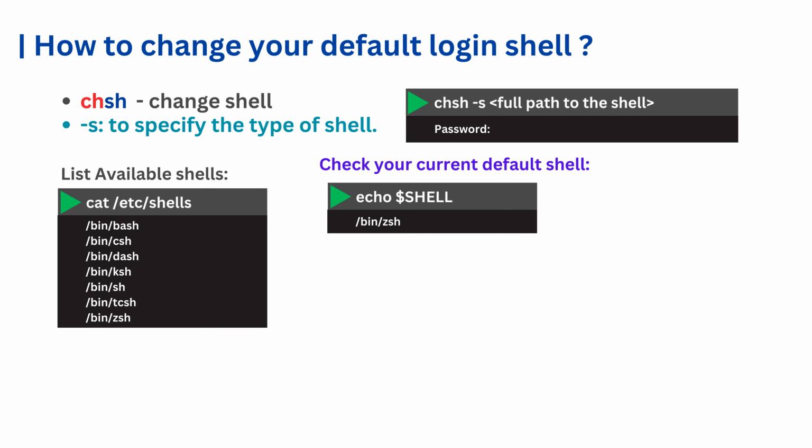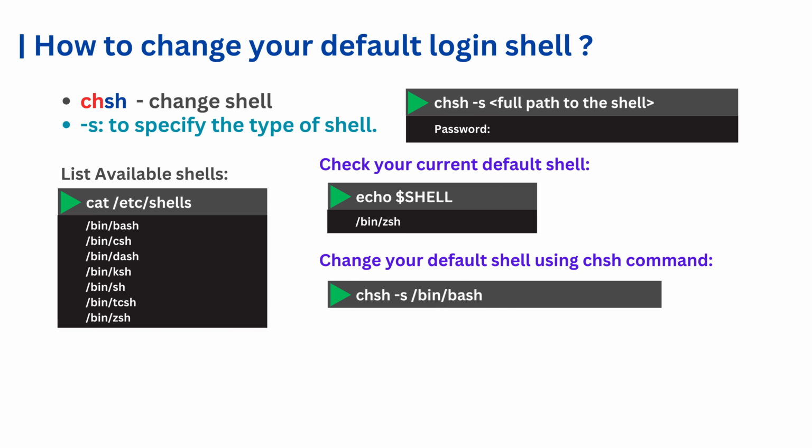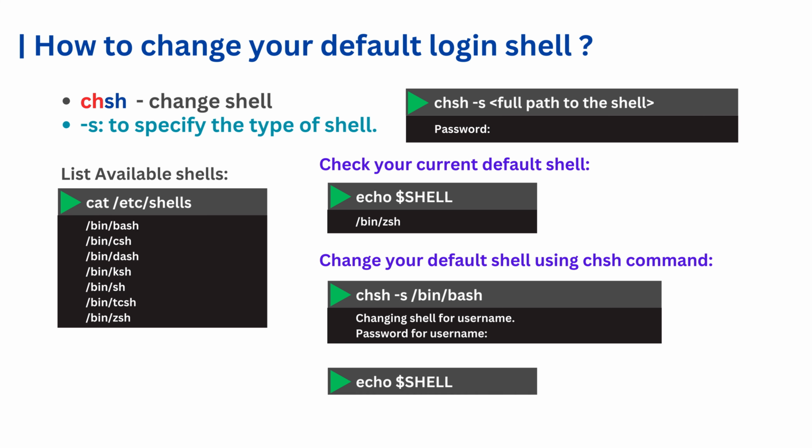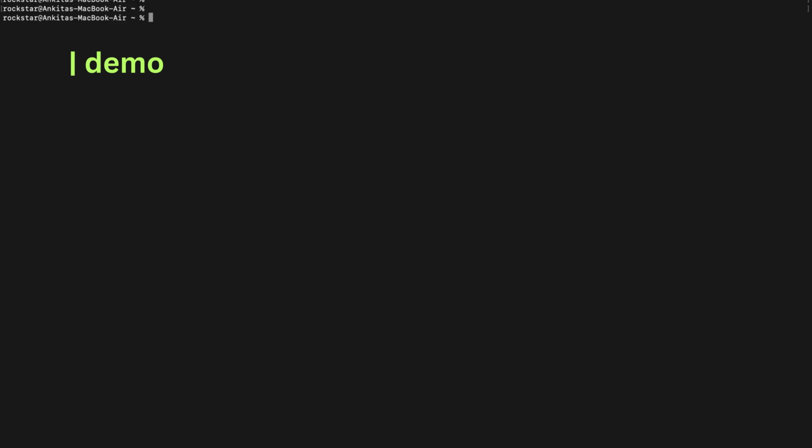To change your default login shell, run the chsh command. Enter your password when prompted. After logging out and logging back in, check your default shell. It should display the path of your new shell.